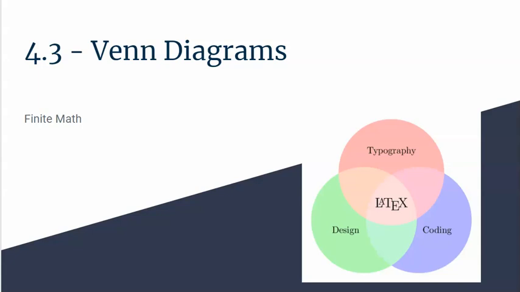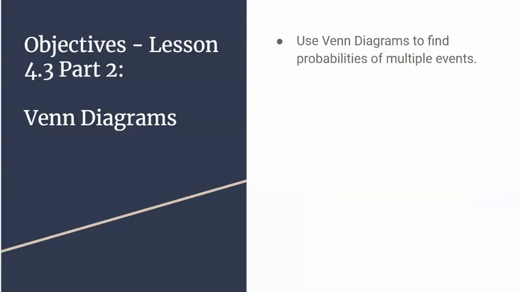So, here are our objectives for today. And we have exactly one objective, and that is to just use Venn diagrams to find probabilities of multiple events. So we're going to spend a little bit of time here to talk about it, hopefully around 10 minutes or so. You'll be able to know, of course, based on video length. So let's get into it.